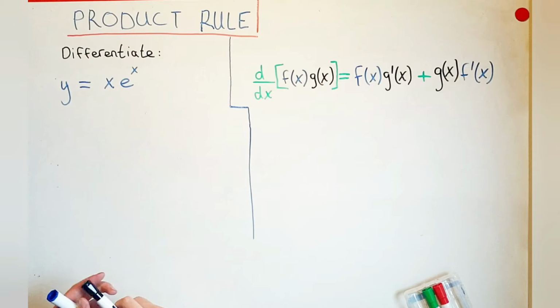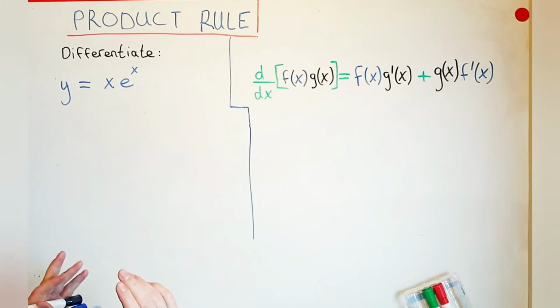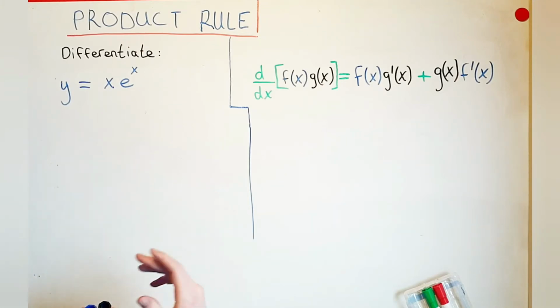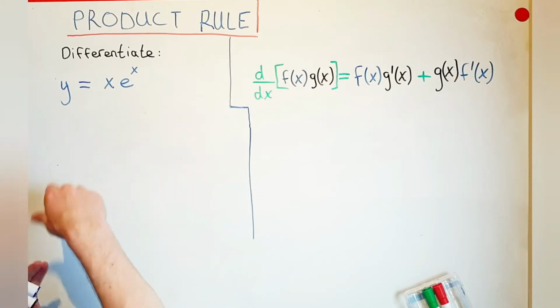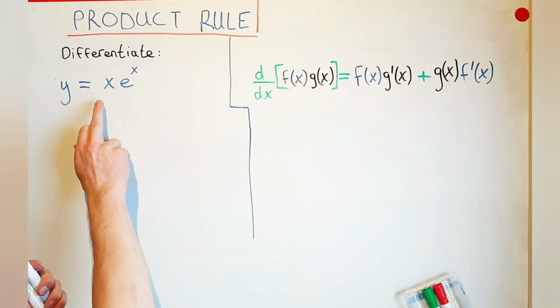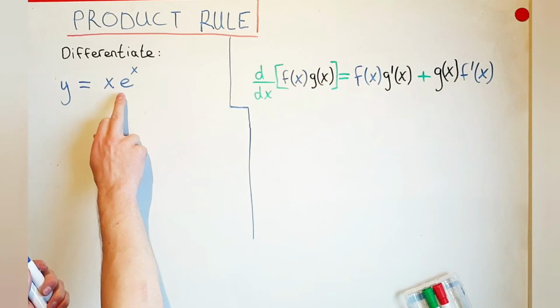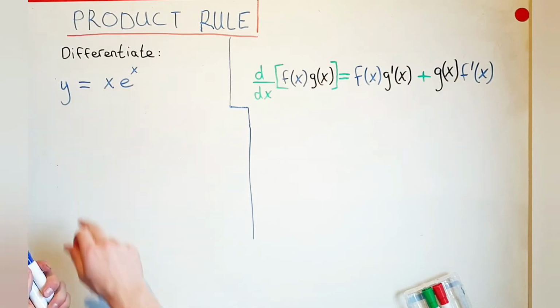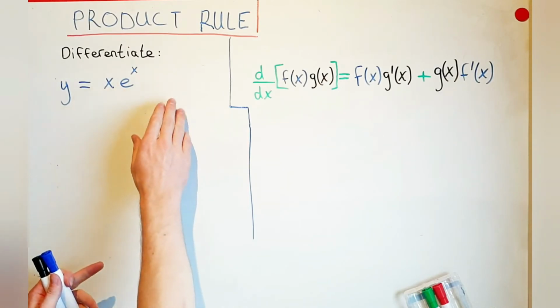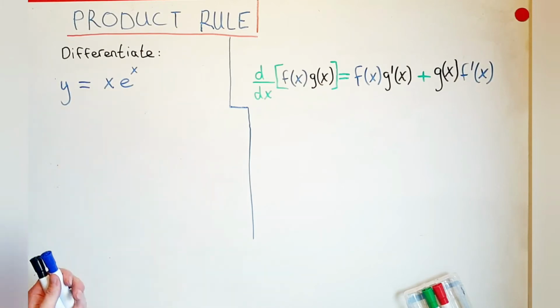So the first thing that we're going to do is similar to what we did in the first example: we're going to write out what our f of x is and what our g of x is. We can see that we have a function y that consists of a function x multiplied by another function e to the x. That's why we know we're going to use a product rule, because we have one function in product with another.